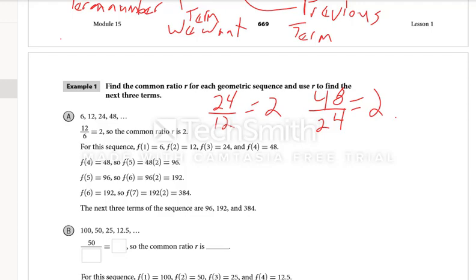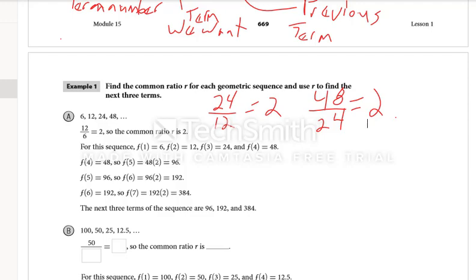So f of 4 is 48, so f of 5 is 48 times 2, which is 96. Our 6th term, take our 5th term and multiply it by 2. 96 times 2 is 192. And for our 7th term, take the previous term, 192, multiply it by 2 to get 384.